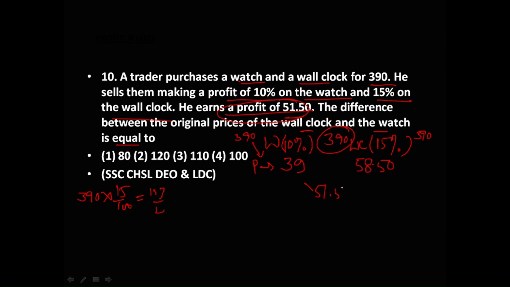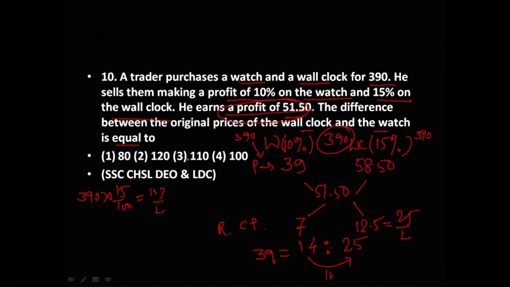This 51.50 is the net profit, so we can apply alligation here to get the CP. So what's the CP now? Not the CP but the ratio of CP. The ratio of CP will be 7 and 12.5. 12.5 equals 25 by 2, so the ratio will be 14 is to 25. So this is the ratio of the CP. What is the total of the CP? Total is 39 and the difference is 11, right?